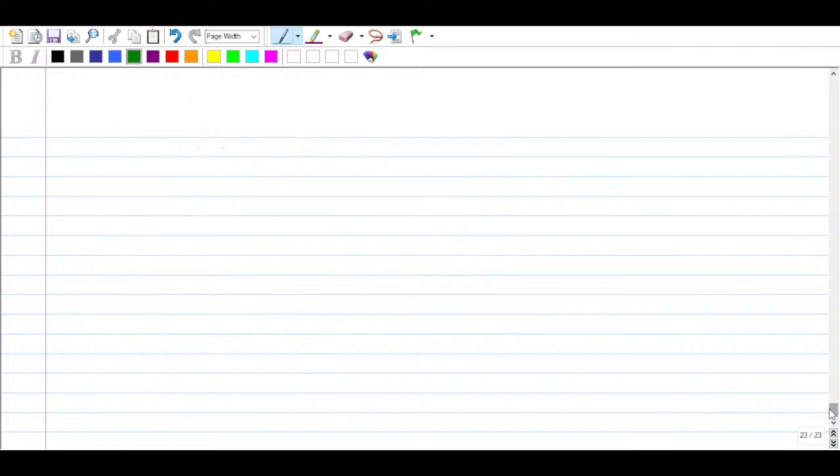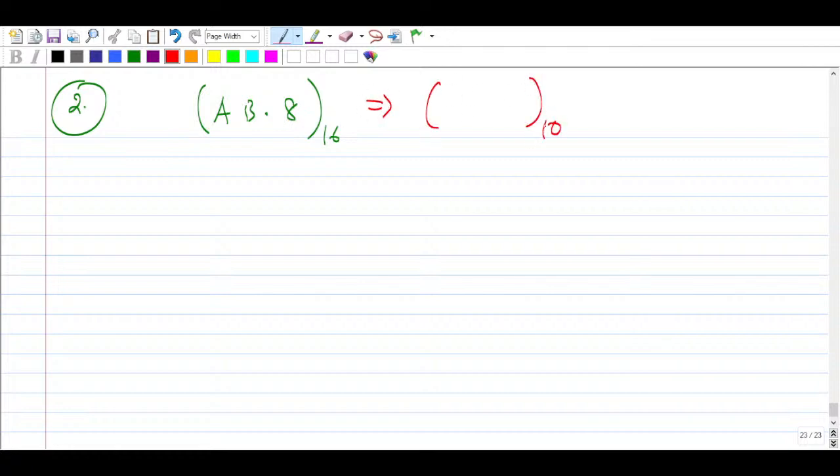Let me take one more example, where the integer part and fractional part are both given. AB dot 8, and it is given in base 16. You can understand, you can't write 8 here in that way, that is going to be a crime. AB dot 8, where the radix point is there, is given in hexadecimal, so you have to convert into decimal. What you can do here is, again, let me show you the same.